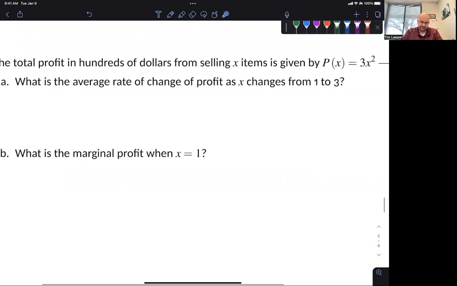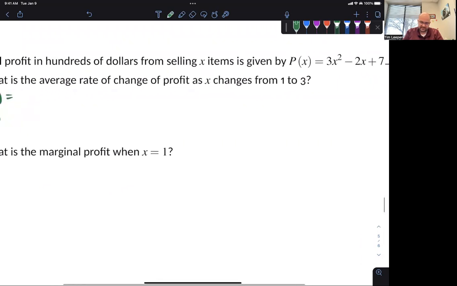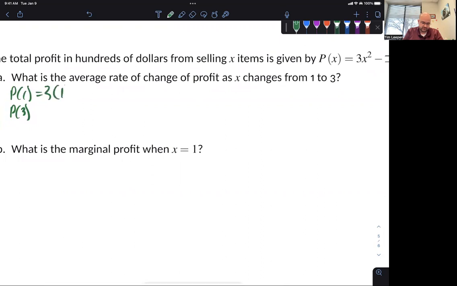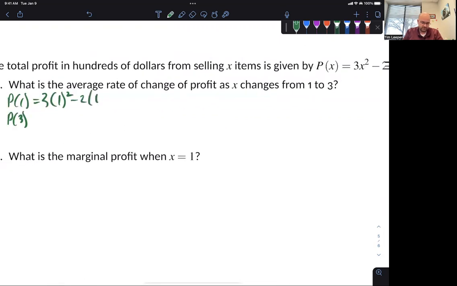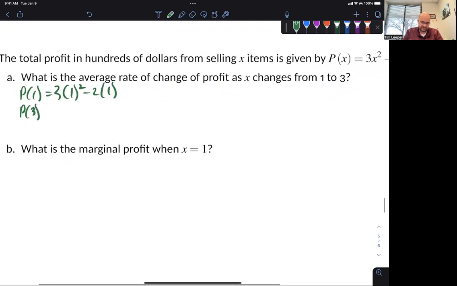Now, notice that the average rate of change just means I need to find what is P of 1 and P of 3. Well, P of 1 means that I just need to plug in 1 for the X values. That's going to give me 3, parentheses 1 squared, minus 2, parentheses 1, plus 7. 1 squared is 1, so 3 times 1 is 3, minus 2 times 1 is 2, plus 7, so 3 minus 2 is 1, plus 7 is 8.